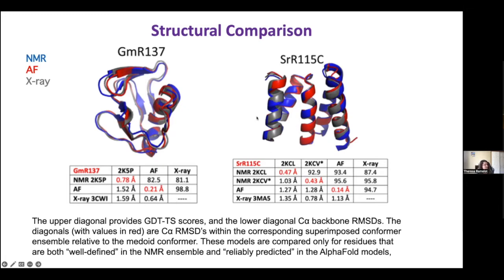Then we also have, for 3 of the 6 NMR X-ray pairs, RDC data. If it has an asterisk here, it means that the NMR structure was solved using 2 sets of NH RDCs. When we do this comparison again and look at the GDT score, you can see that the very best agreement with the X-ray structure is the NMR structure that is refined with NH RDCs. And then the AlphaFold structure is almost as good.